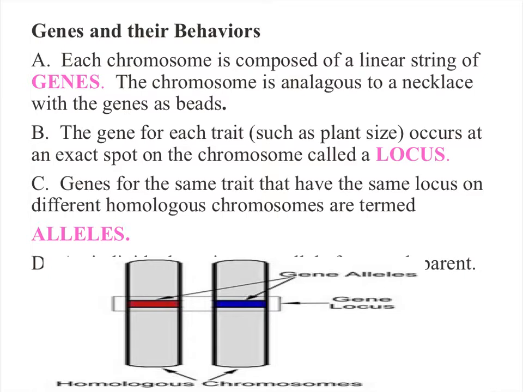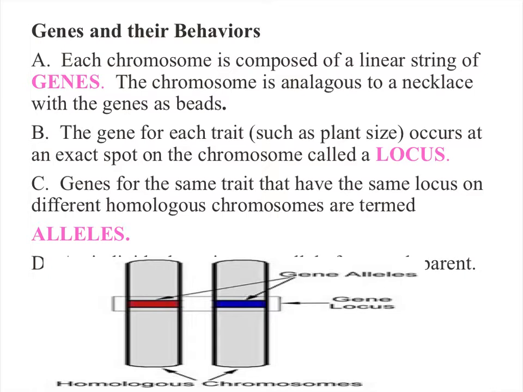The gene for each of your traits, like tall or short, or blue or brown, is going to be on the exact same spot on this particular chromosome. That's called a locus, the gene locus. We talked about the human genome in the last section, and the human genome allowed us to know where each gene is located and on which chromosome. So it helped us learn the locuses for each particular human gene.